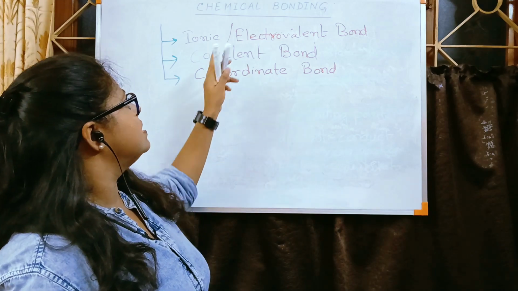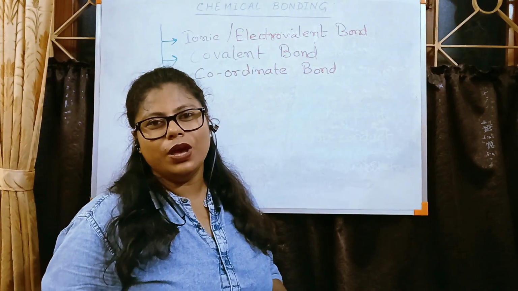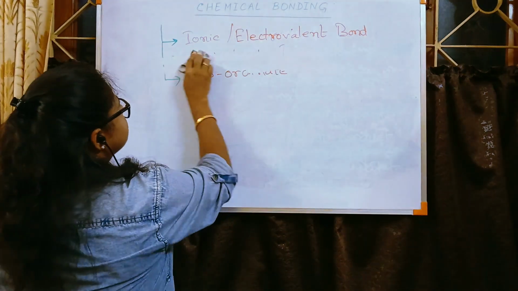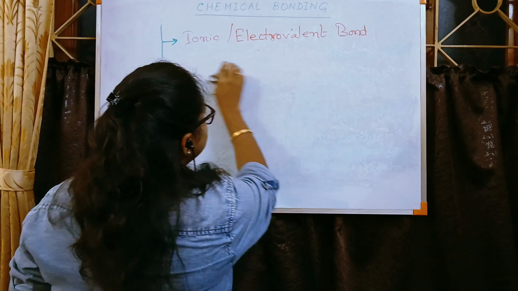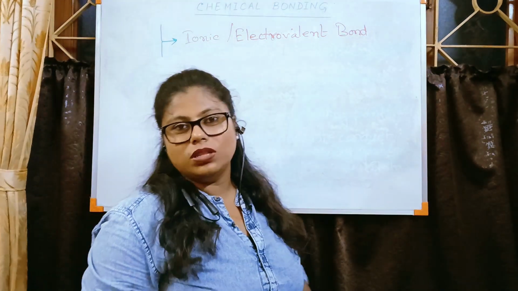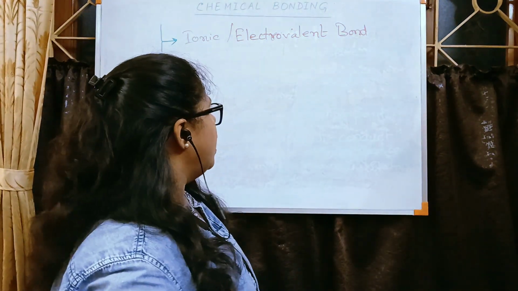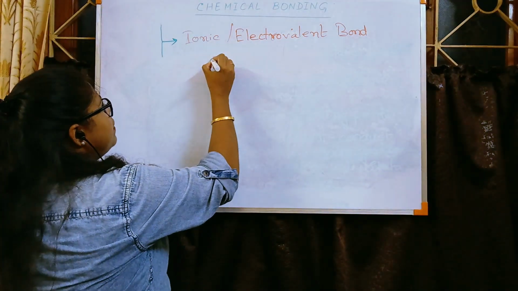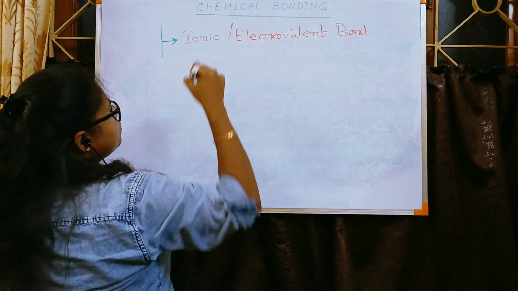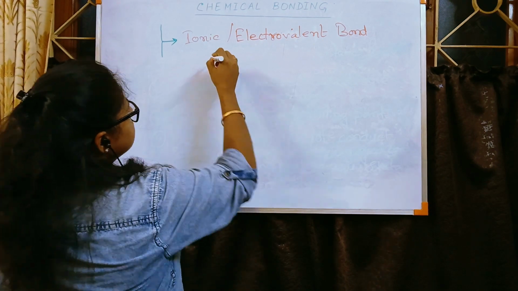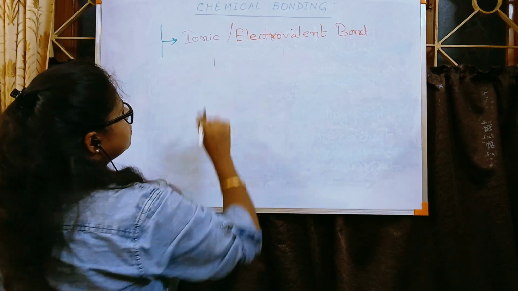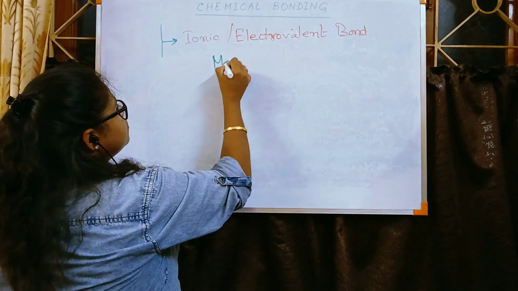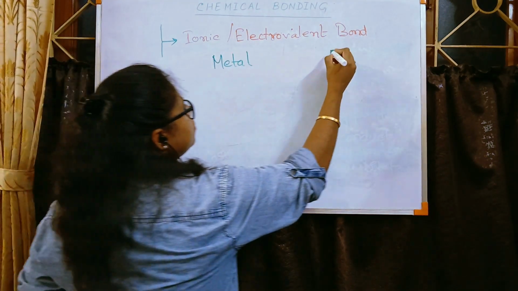Today, we will be discussing in detail the first type of bond, which is ionic bond or electrovalent bond. Okay. So when we talk about electrovalent bond or ionic bond, this bond happens between two elements, one of which is metal and the other non-metal.